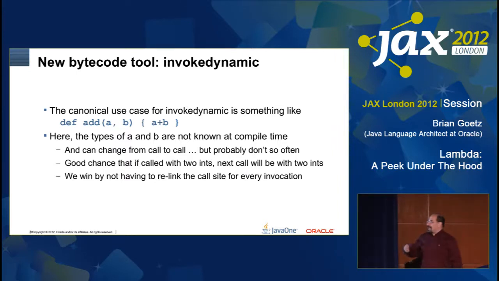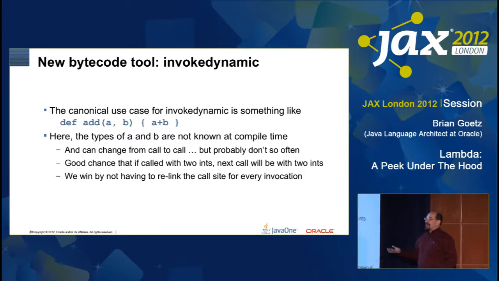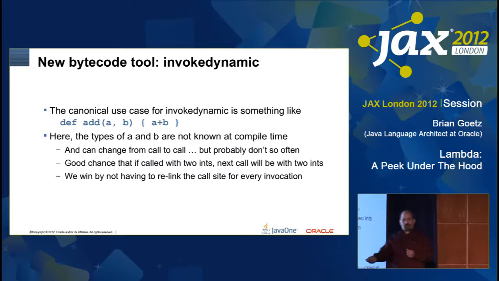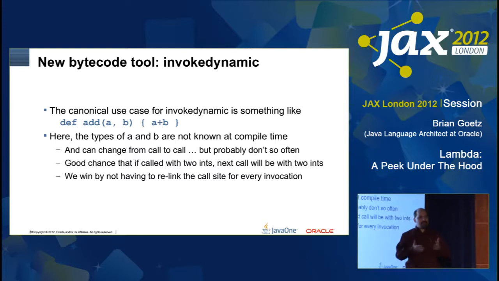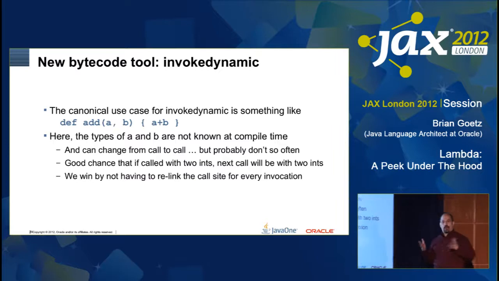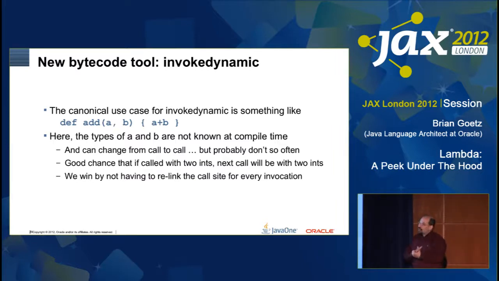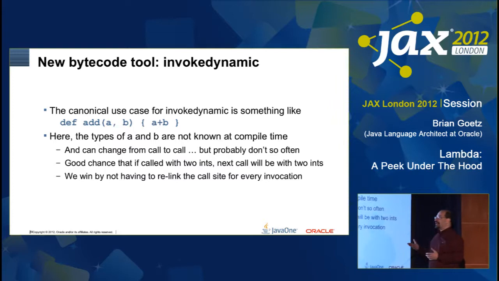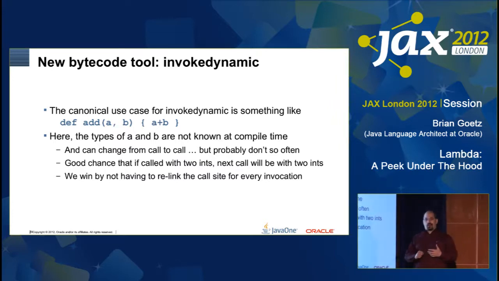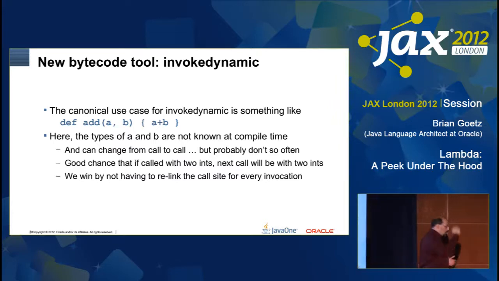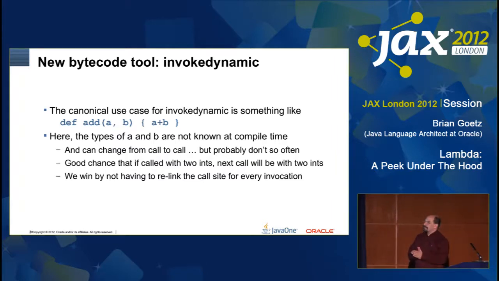So the way invoke dynamic works is that the language logic says, all right, you've called me with two ints. Here's the linkage for plus with ints. And if the next time you get called, the types are ints again, don't bother calling me, just do the same thing. And if they're different, okay, call me back, we'll have another discussion. And so this allows us to win tremendously by not having to relink the call every time it's invoked. We only have to relink the call when something significant has changed. Okay, so this was the motivation for invoke dynamic.